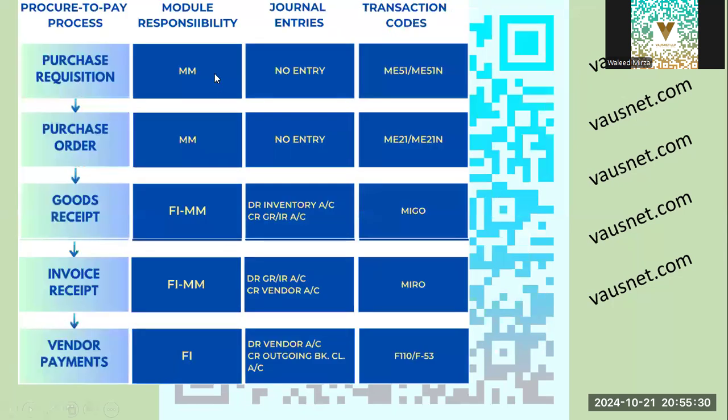Okay. Now this is the procure to pay process: purchase requisition, purchase order, goods receipt, invoice receipt, vendor payments. That's it, 5 parts. And these are transaction codes: ME51, ME51N, ME21N, MIGO, MIRO, and we have vendor clearing with F110 and F-53. Okay, that's it. We'll do the configurations in the next lecture.